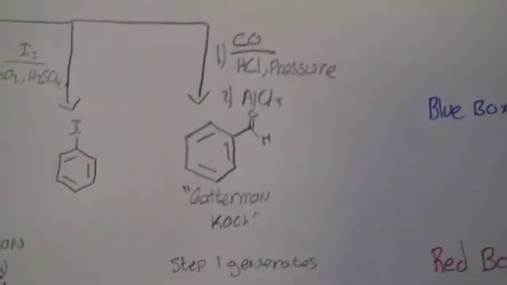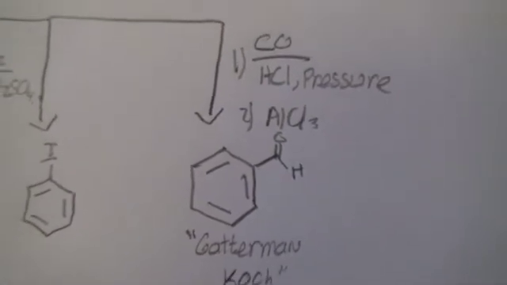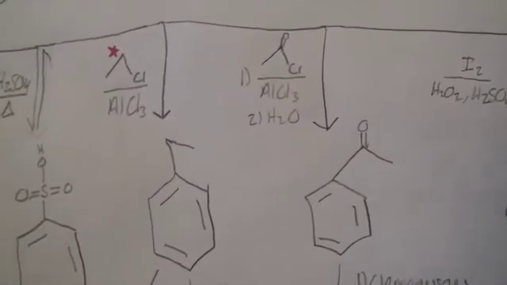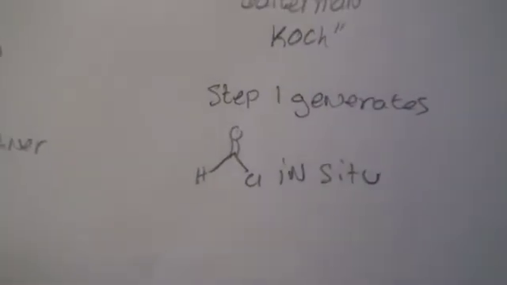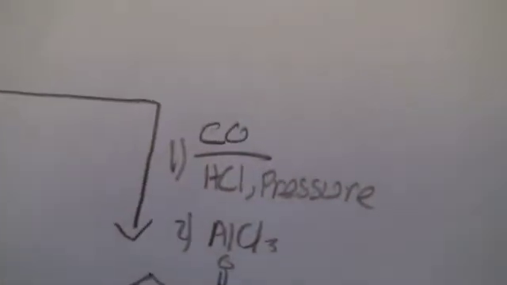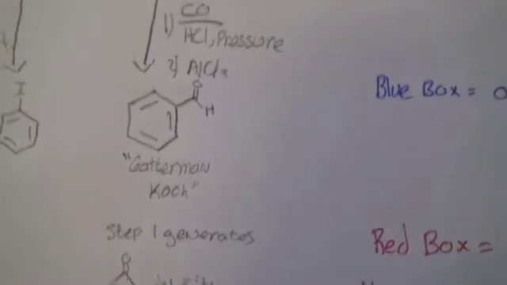If you want to just put a single carbon with a double bond to an O and a hydrogen on it to make an aldehyde, you can't really use Friedel-Crafts directly because it's not stable. So what you do is you generate what you need in situ so it doesn't break down. To do that, you use carbon monoxide and hydrochloric acid under pressure. And that again is the Gattermann-Koch.